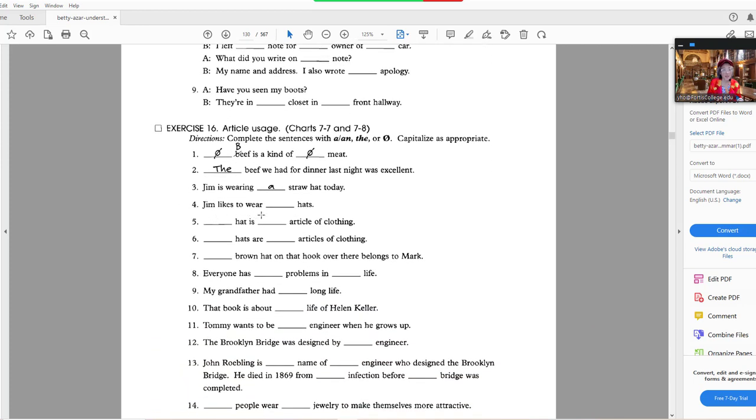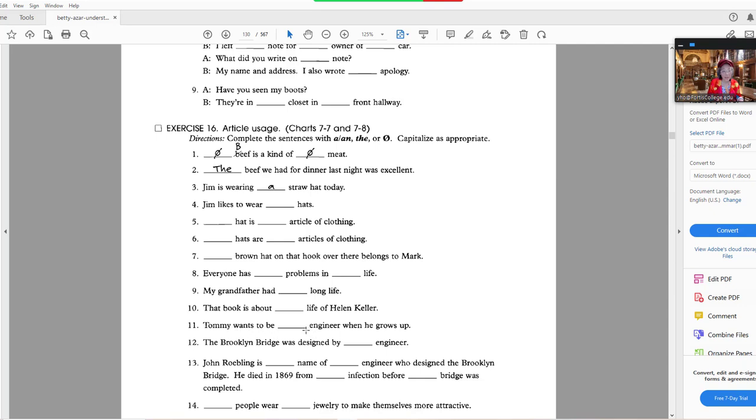Here, Jim likes to wear a hat or many hats. The hat is an article of clothing. Hats, nothing here. Hats are articles of clothing. The brown hat on that hook over there belongs to Mark. Everyone has some problems in life. You don't have to say in the life. My grandfather had a long life. This book is about the life of Helen Keller.